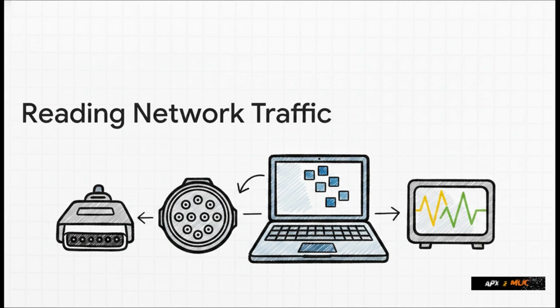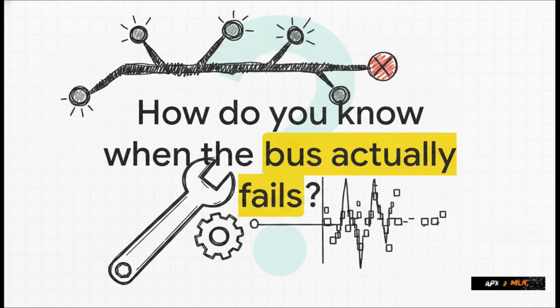And this right here is exactly how we extract those diagnostic trouble codes, or DTCs, that ECUs throw when they detect a fault. But here is a massive question, a real pivot point for any diagnostic tech. What happens when the network itself is the problem? How do you know when the bus actually fails, rather than just a single random sensor acting up?